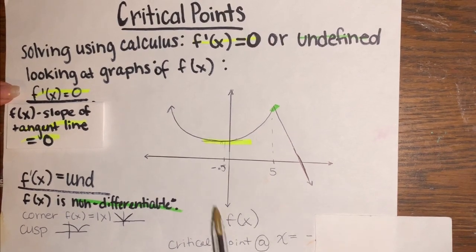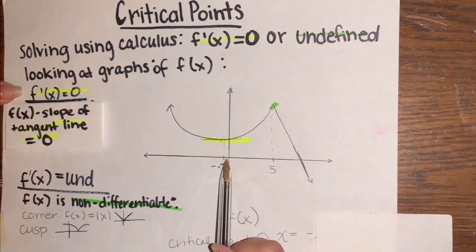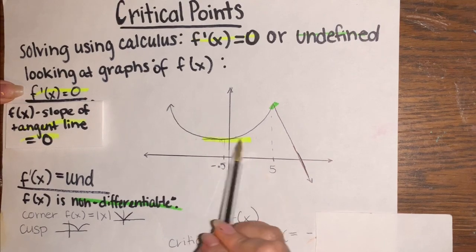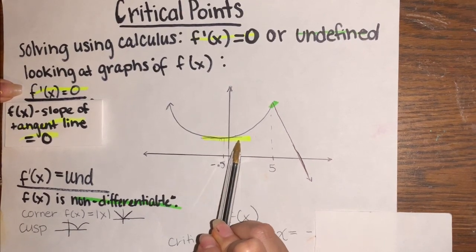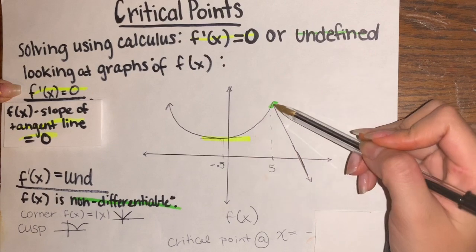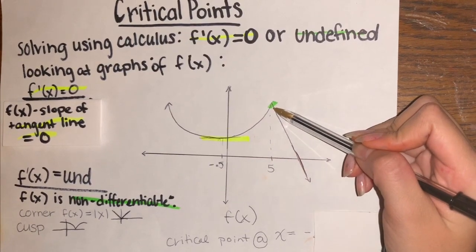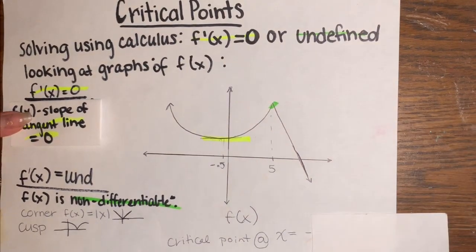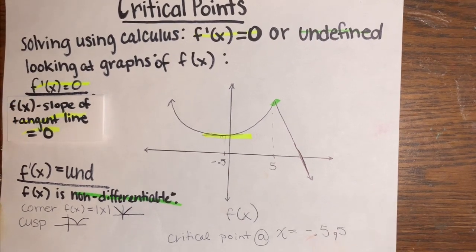Looking at this graph, we see that at this point, -0.5, we have a slope of a tangent line that is 0. And then at 5, we have a non-differentiable point, which is a cusp. So that means we have critical points occurring at x equals -0.5 and 5.